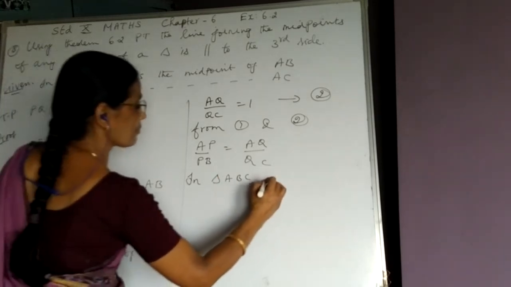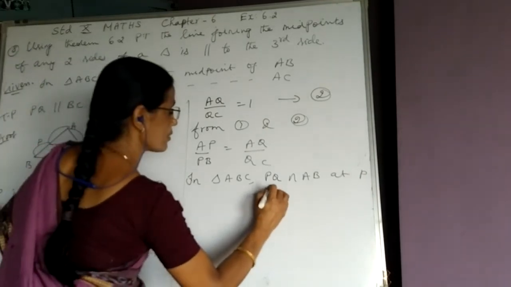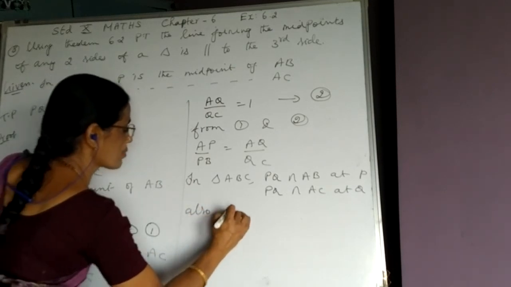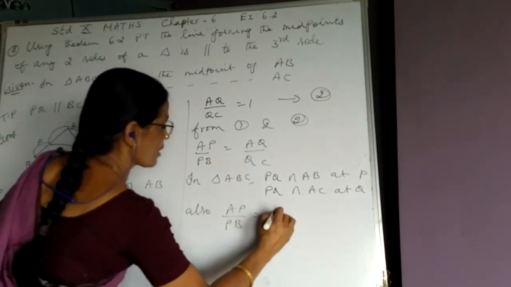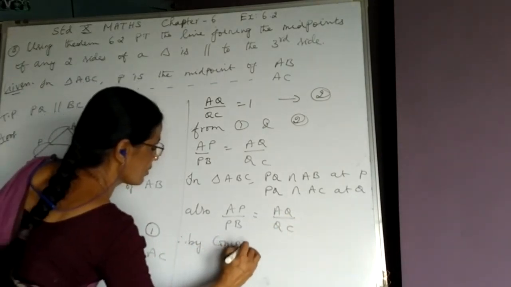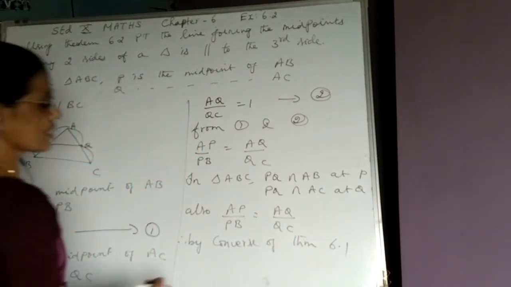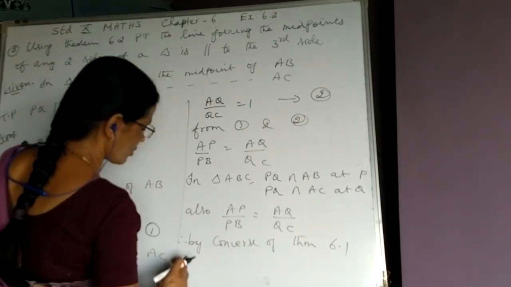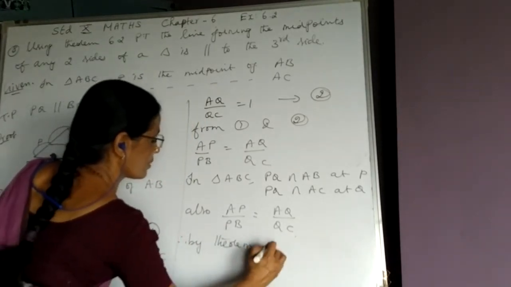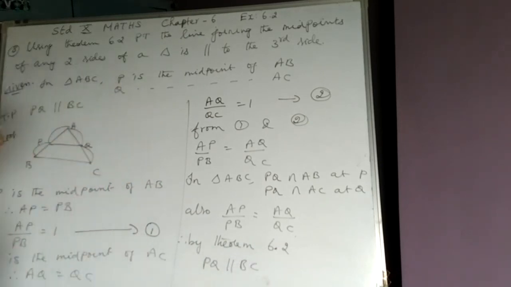So this we are going to explain. In triangle ABC, PQ intersects AB at P and PQ intersects AC at the point Q. Also, we have proved the ratio of AP upon PB is equal to what? AQ upon QC. Therefore, by converse of theorem 6.1, converse is nothing but theorem 6.2. Therefore, we can directly write by theorem 6.2, this PQ should be parallel to what? Parallel to BC.